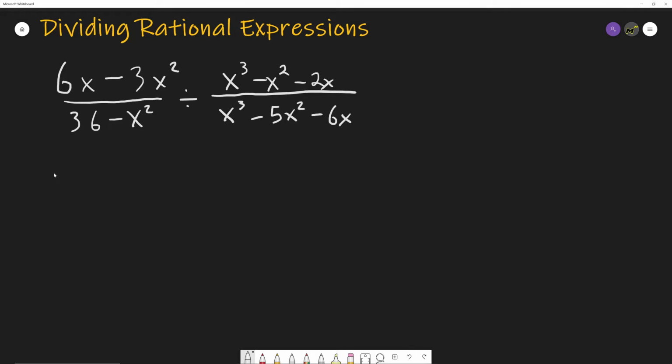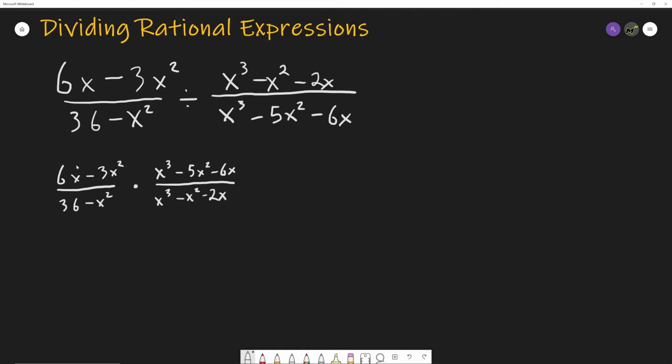So we actually have 6x minus 3x squared over 36 minus x squared, and we're going to multiply by the reciprocal. We'll simplify things way up. And that means we'll have x cubed minus 5x squared minus 6x in the numerator, and we'll have x cubed minus x squared minus 2x in the denominator. Alright, so just like the last problem, instead of multiplying all these together and factoring and distributing, we are going to look for factors in GCF.